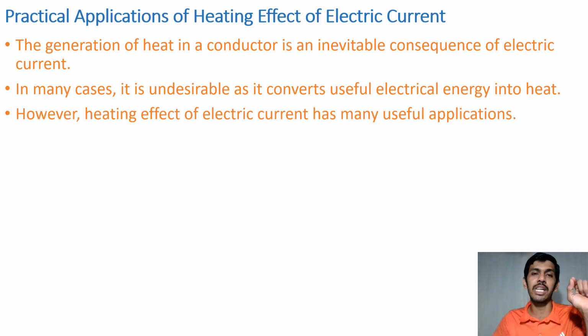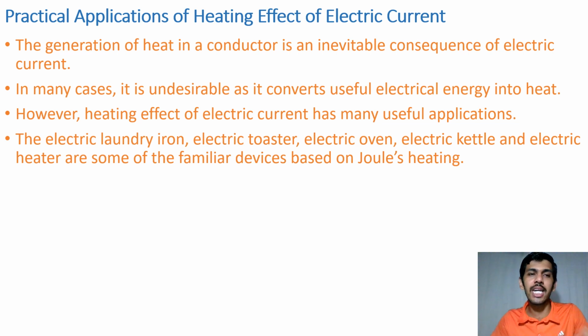However, the heating effect of electric current has many useful applications. So which are they? Electric iron, electric toasters, electric ovens, electric kettles, and electric heaters are some of the familiar devices which use the heating effect of electric current. They may ask you in your exams which electrical devices work on the heating effect of electric current. So the first ones are electric toaster, electric oven, electric kettle, and electric heater, some of the familiar devices based on the heating effect of electric current.